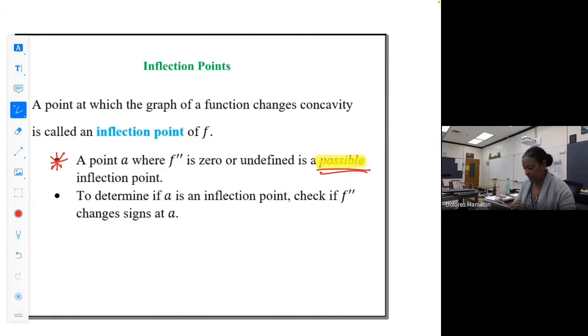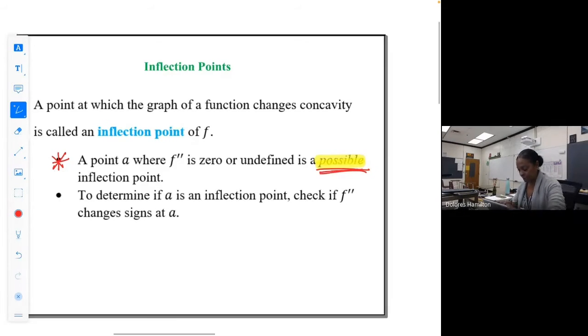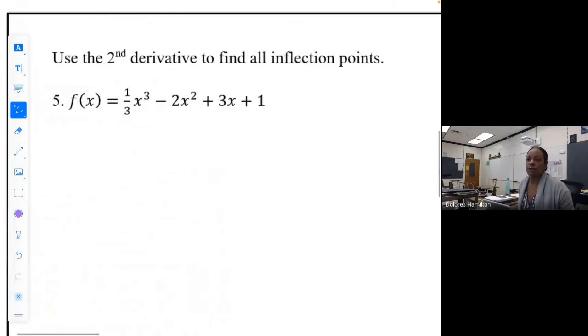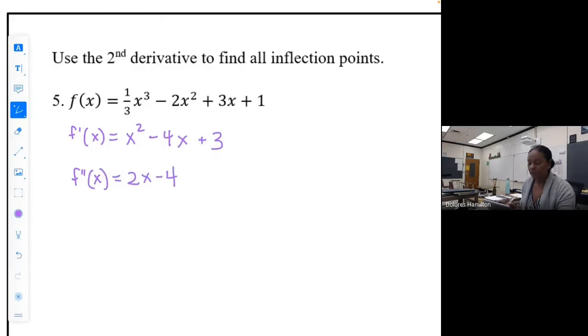So let's do an example. And let's see how this looks first algebraically and then with respect to the derivative graph. So if I have this question and they're asking me to use the second derivative to find all of these inflection points, I'm going to first take f prime and then f double prime. And there's our f double prime. We want to see where this is either 0 or undefined. It's not going to be undefined, but we know that it's going to be 0 when x is 2.